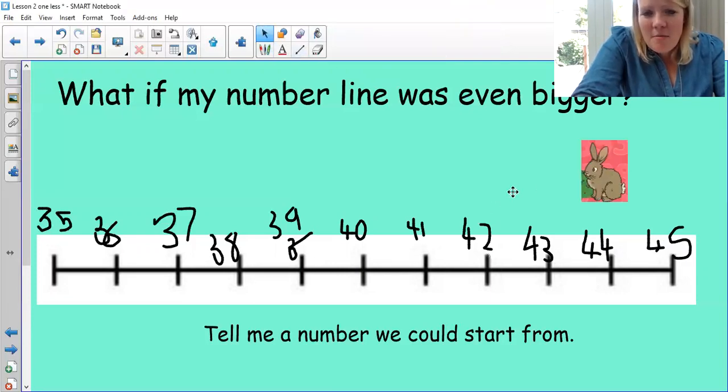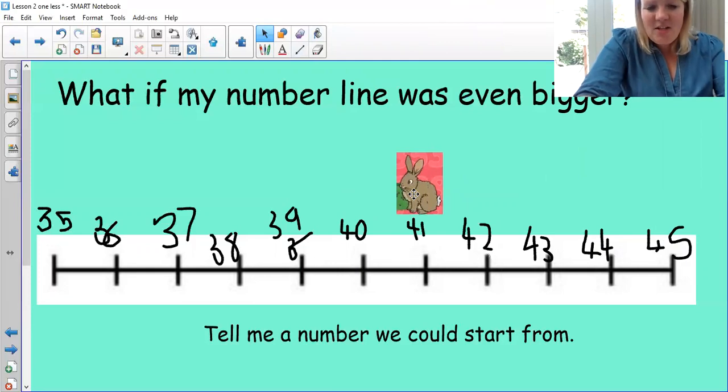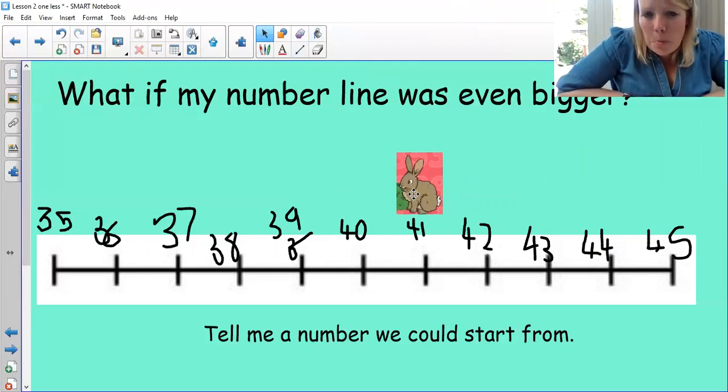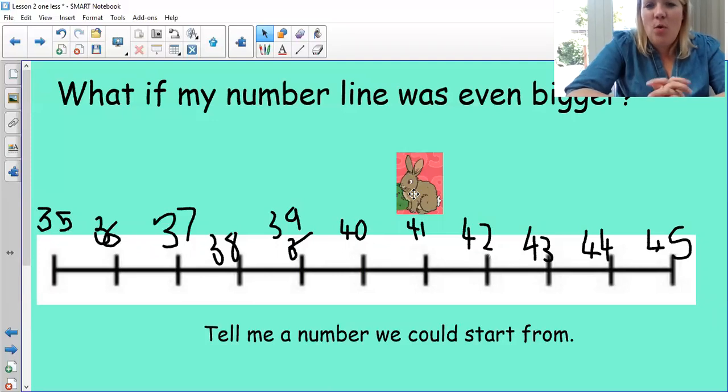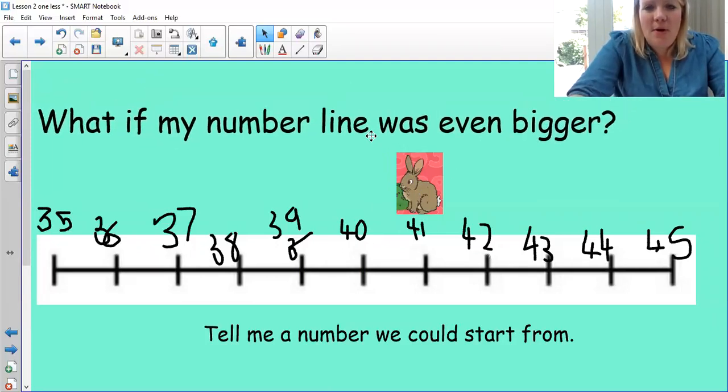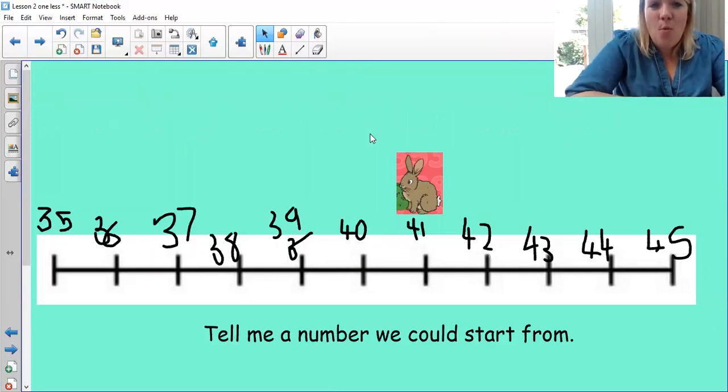So let's put Bunny on a number. I'm going to put Bunny on this number here. Can you read that number for me? Have a go. Brilliant. 41. Okay, what happens when we hop back 1 from 41? Okay, what's 1 less than 41? 1 less than 41.